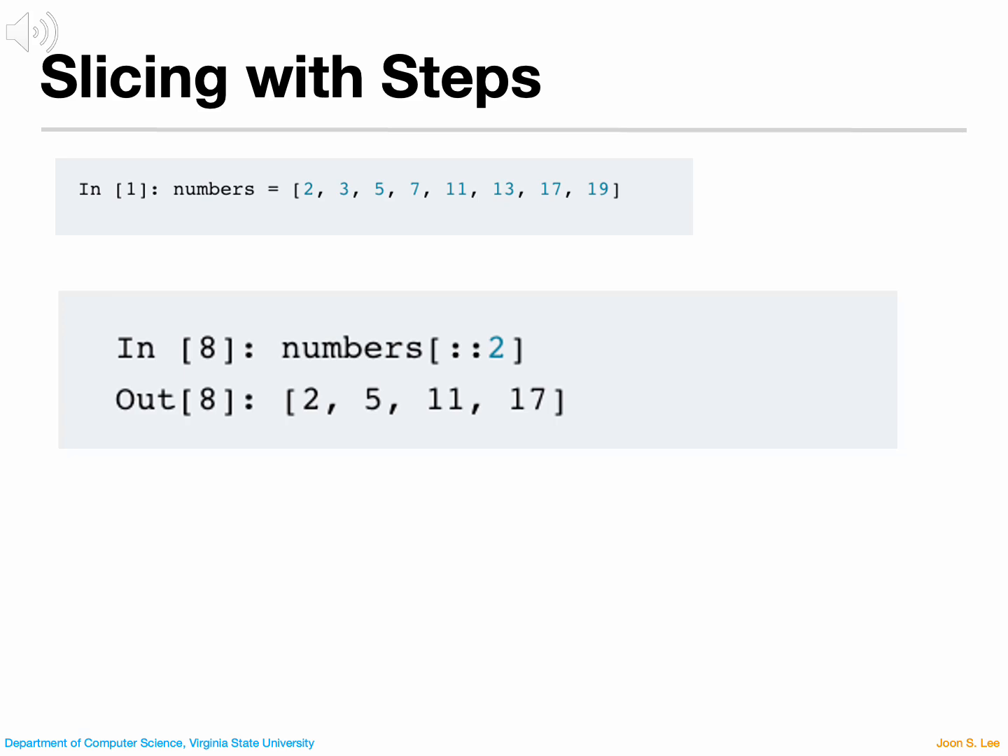In this example, we use numbers[::2]. This means start from the beginning, go to the end, and take every second element. So Python skips one element each time and returns 2, 5, 11, and 17. Using steps gives us more control over how we extract elements from a sequence.